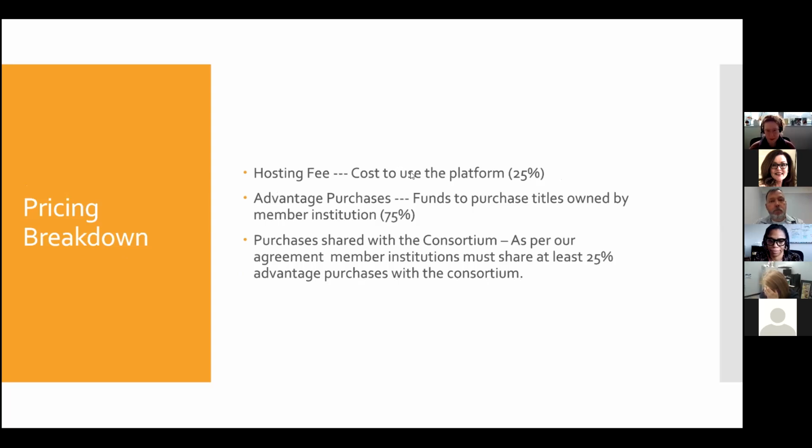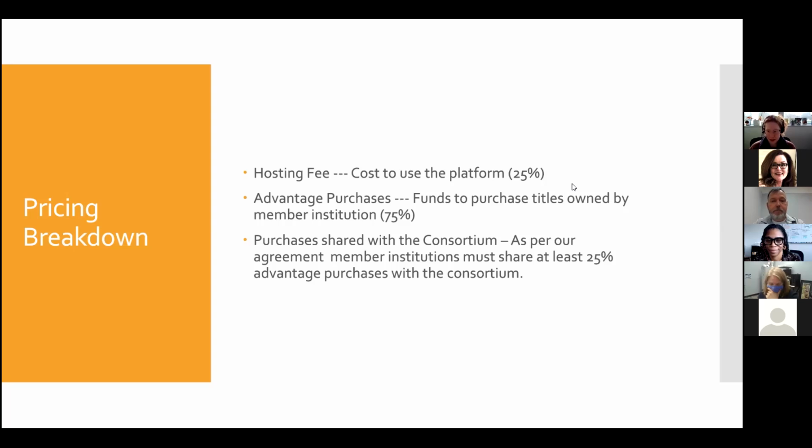Really quickly, the pricing breakdown. As it is now, you're paying 25% for a hosting fee. Advantage purchases are the funds to purchase titles owned by the member institution. So you have 75% of your purchase price for using OverDrive. It goes to this Advantage purchases now.